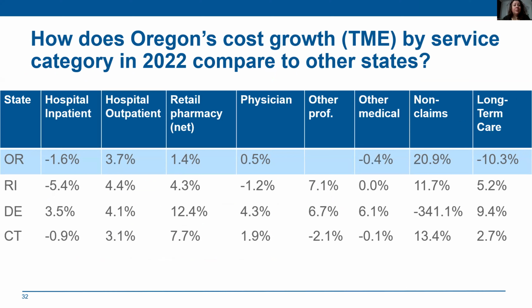So we see really similar trends in inpatient and outpatient compared to the other states, but we have lower spending in retail pharmacy compared to the other states. We also have a lot lower spending in long-term care compared to the other states. So we wanted to dig deeper into those two categories. Next slide.